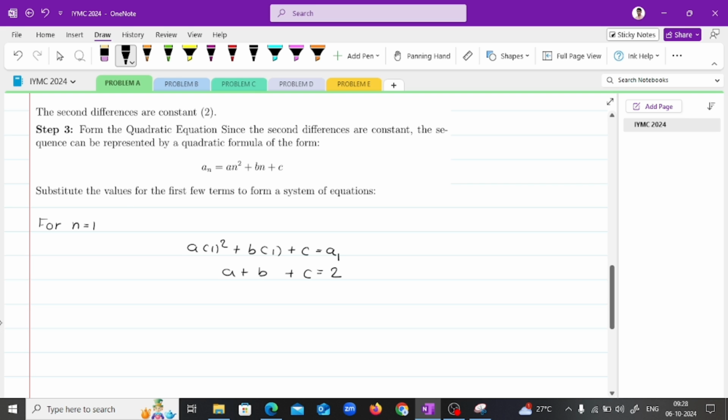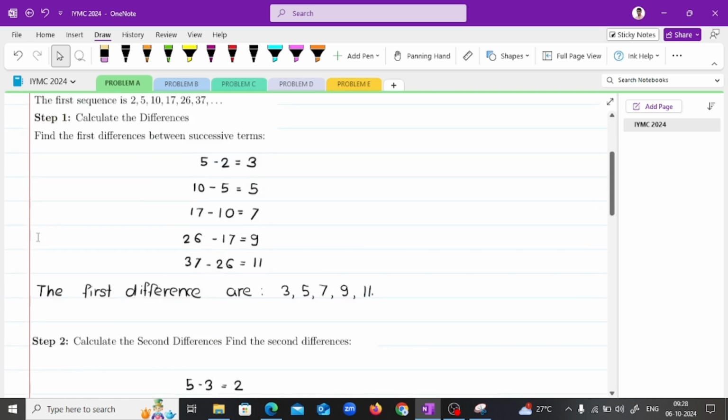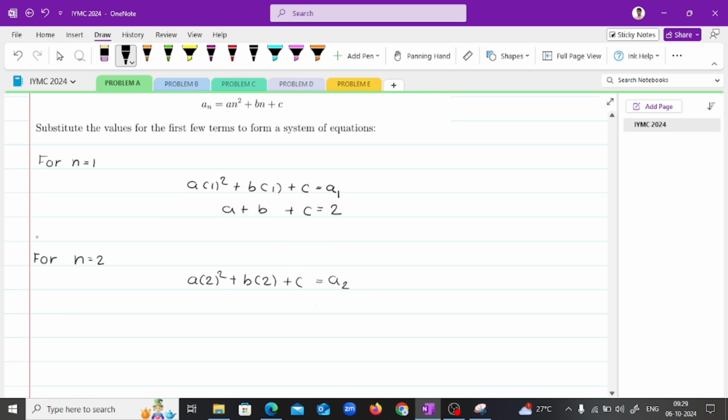Okay, so now we will calculate for n is equal to 2. If I substitute 2 in place of n, our equation will become a into 2 square plus b into 2 plus c is equal to a2. And we know that the second term of this sequence, a2, is 5. So I will substitute 5 in place of a2, and 2 square is equal to 4. So 4a plus b into 2 is nothing but 2b plus c.